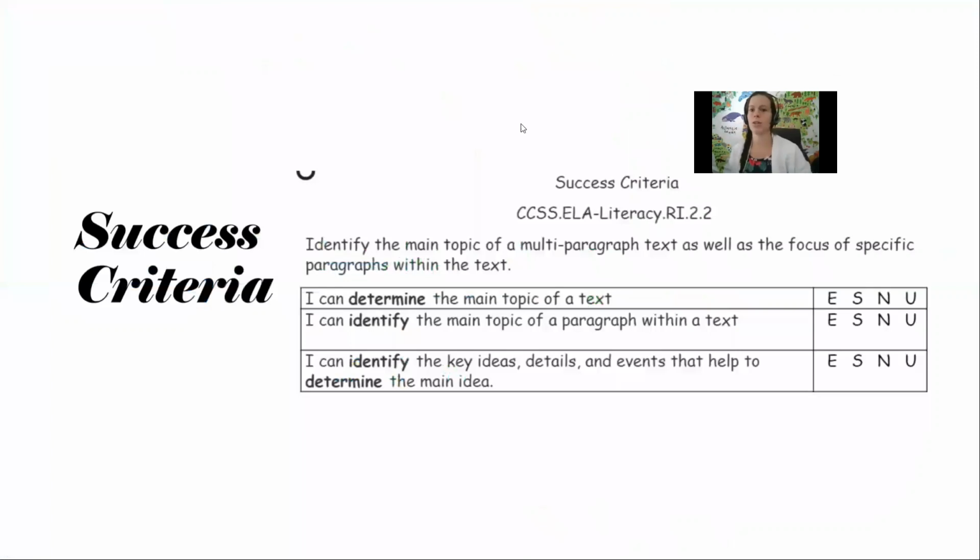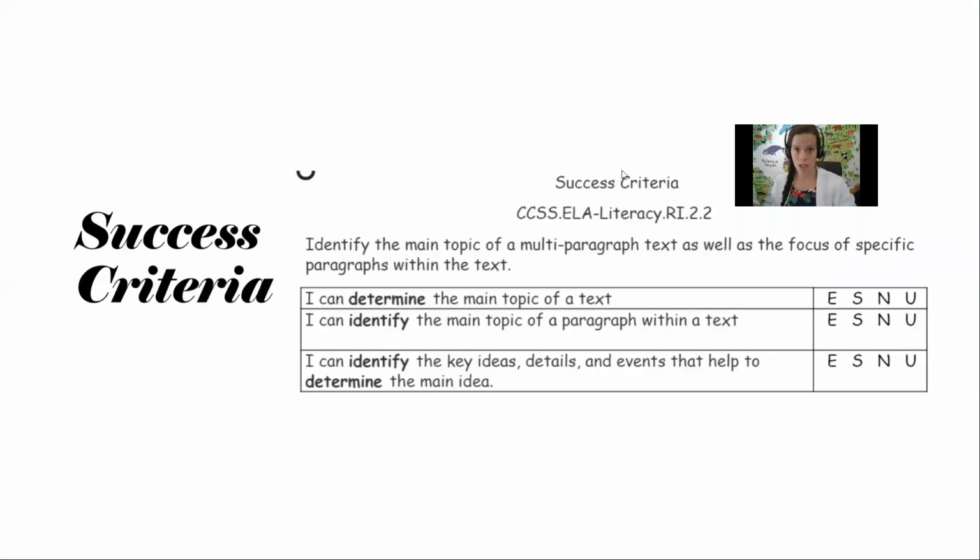All right, so let's take a look at our success criteria. In second grade, you should be able to determine the main topic of a text. So, what is it about? What is this text about? You need to be able to identify the main topic of a paragraph or even a section within a text. So, yes, this whole text might be about sea turtles and their life and things like that, but what is this paragraph specifically about?